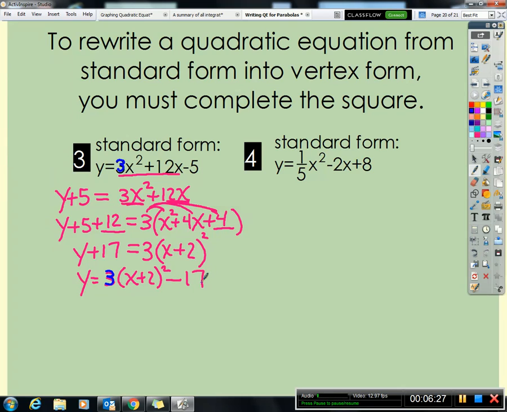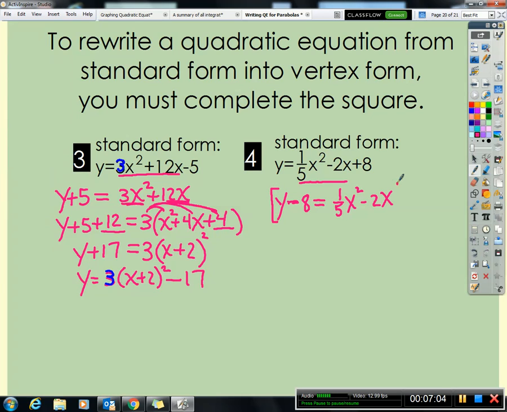On the last one, you have the 1/5 x squared minus 2x that needs to stay together. The 8 needs to go to the y side, so subtract it. The problem is that I cannot complete the square because I've got 1/5. Now I can either factor it out like I did in problem 3, or I can multiply both sides by 5. Something tells me that if I do that, you all might have more success when you got the fraction thing going on.